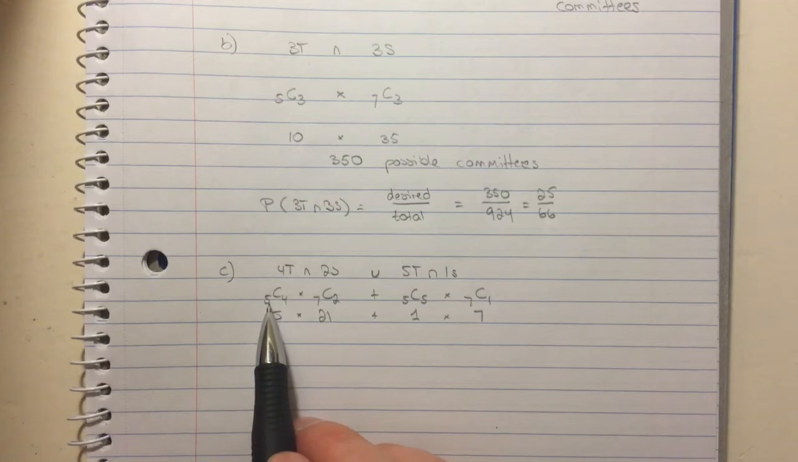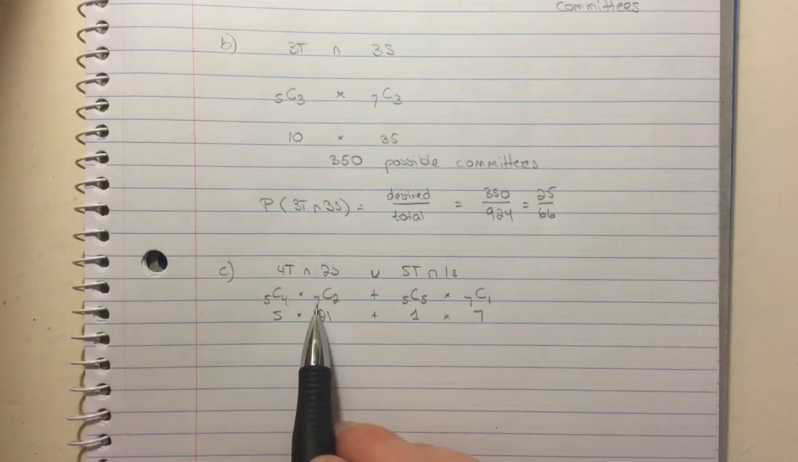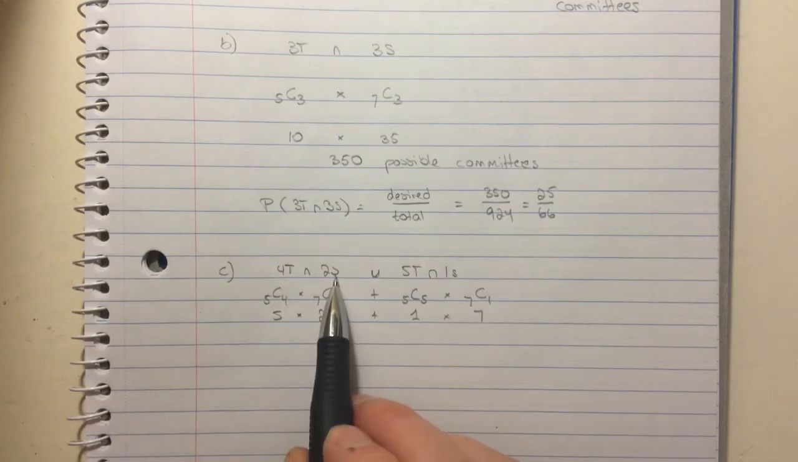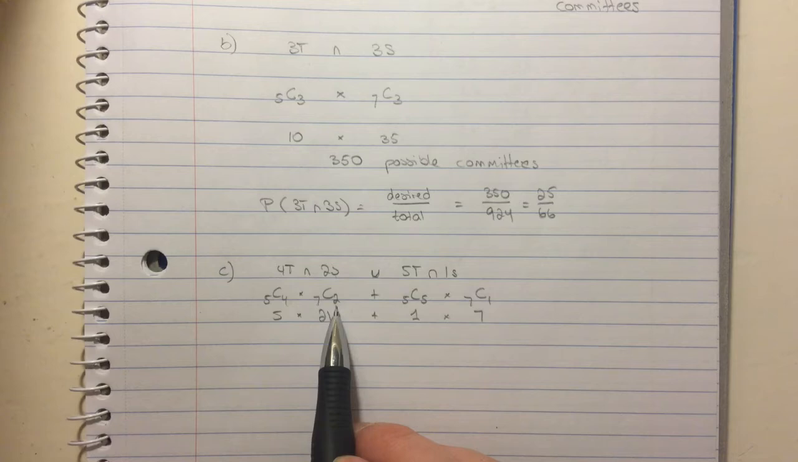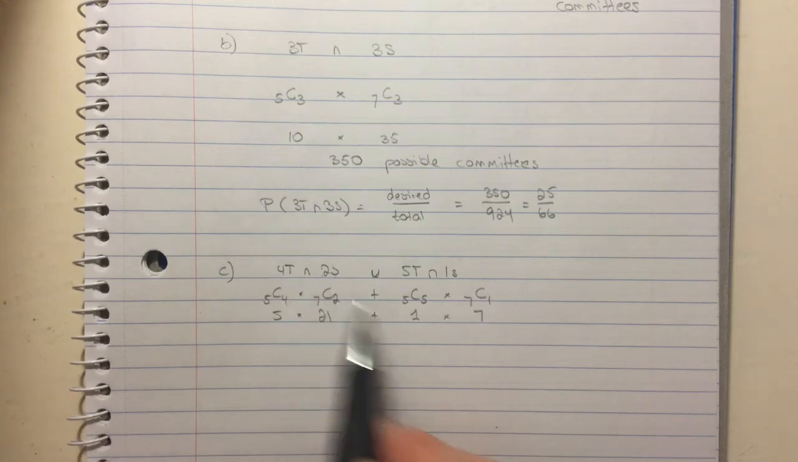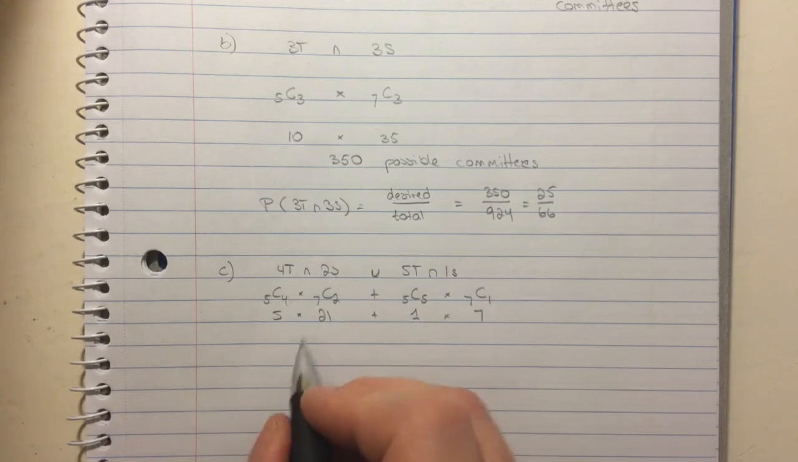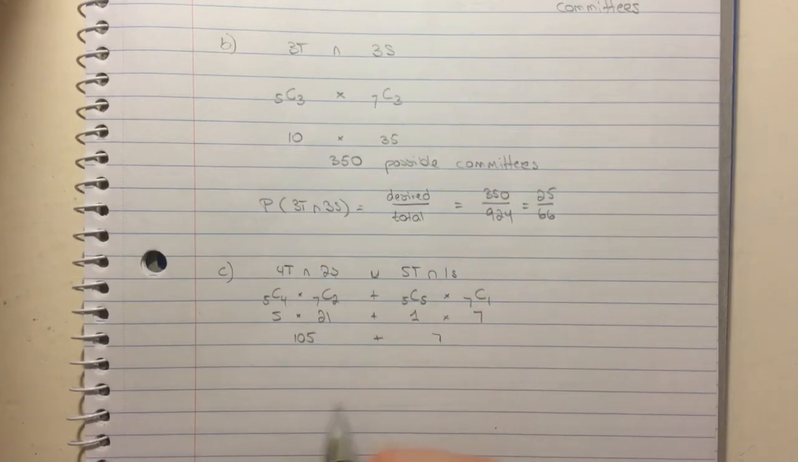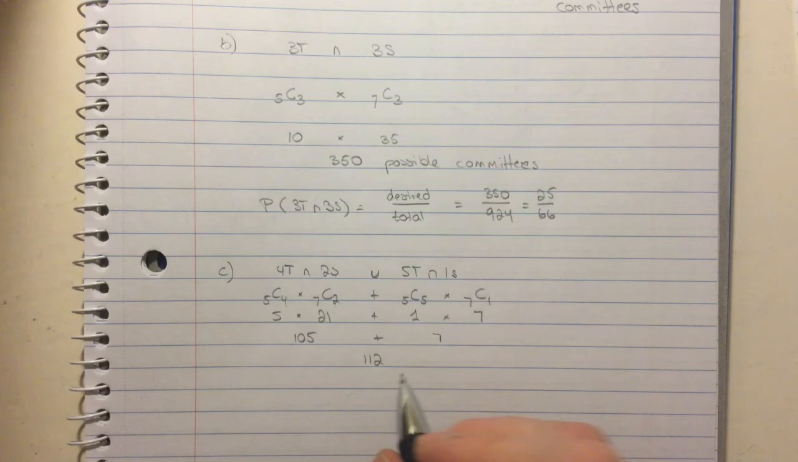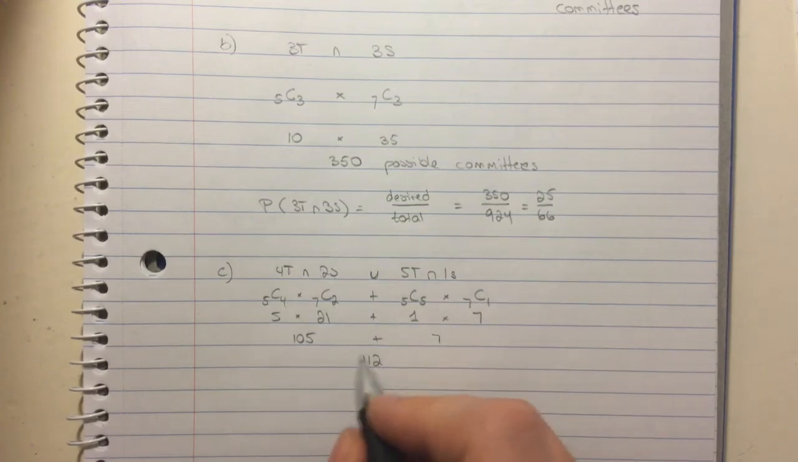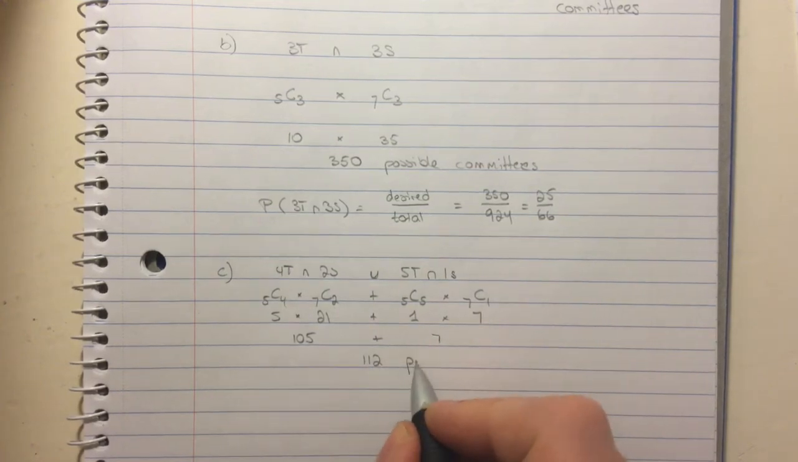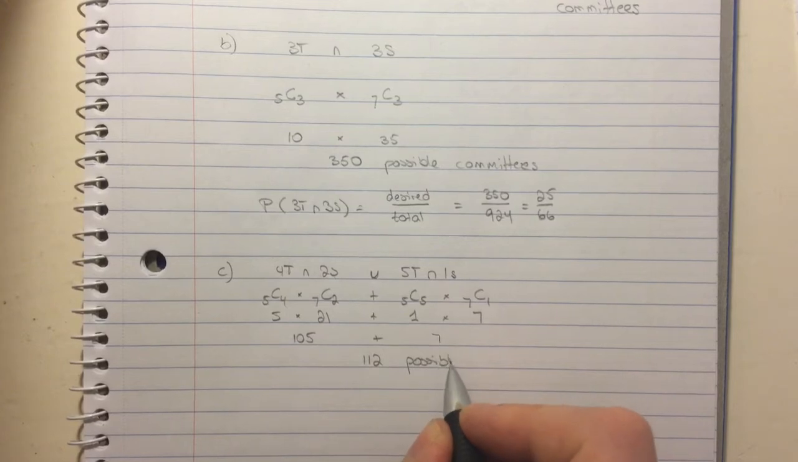Again, the reason why this is 5 is because I have 5 teachers. This is 4 because I need to choose 4. This is 7 because I have 7 students. And this is 2 because I want to choose 2 of those. And the same thing happens here, just with different numbers. So the answer should be 112 possible committees.